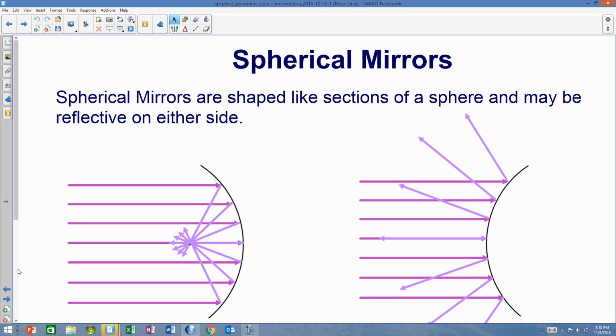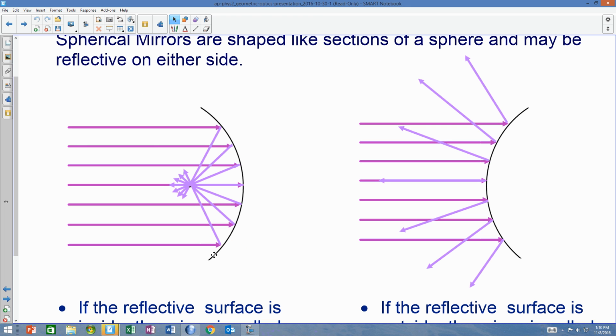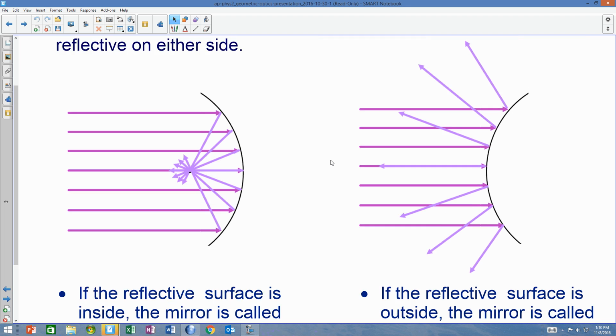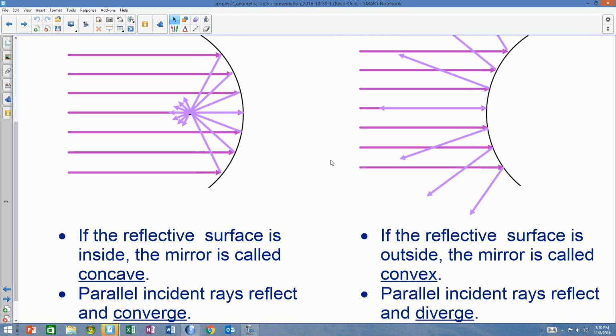Spherical mirrors are shaped like sections of a sphere and may be reflective on either side. They can be reflective on the inside of the sphere or on the outside of the sphere. If the reflective surface is on the inside of the mirror, we call that concave, because it appears to be a cave opening. If the reflective surface is on the outside, like it is in this picture, then the mirror is called convex.